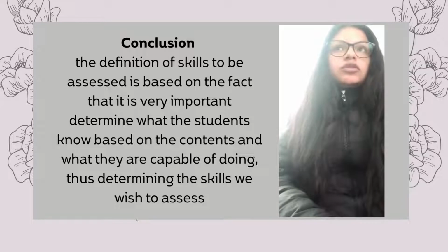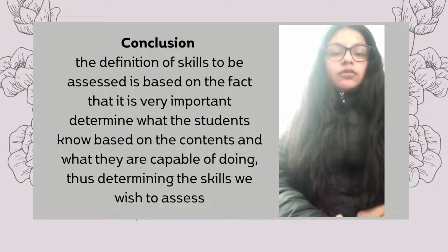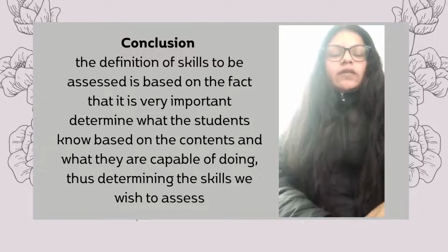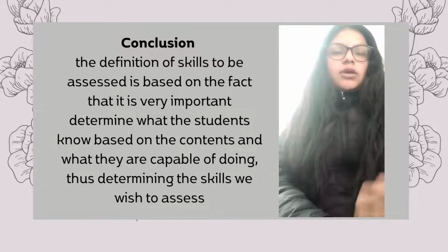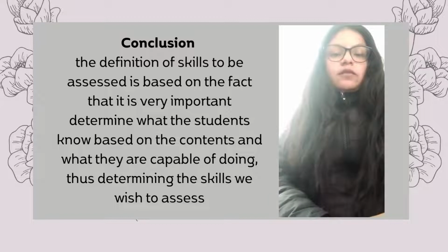So as a conclusion, the definition of abilities to be assessed is based on the fact that it's really important, before creating a test, to determine what the students know based on the contents or units and what they are able to do. So also determine the abilities that we want to assess. For example, if we want to assess grammar and if we want to make that test more valid, it's necessary to implement the four skills. And so in that case, the students are going to develop reading, writing, listening, and speaking in the use of grammar.